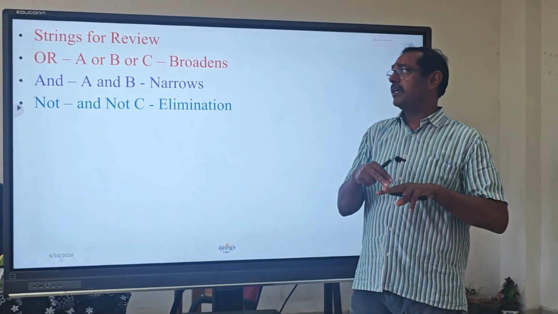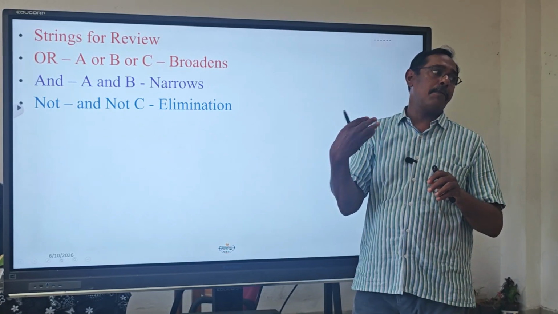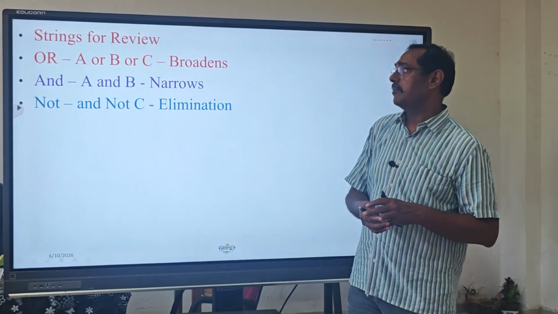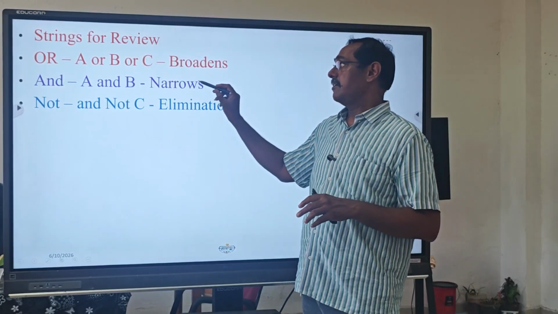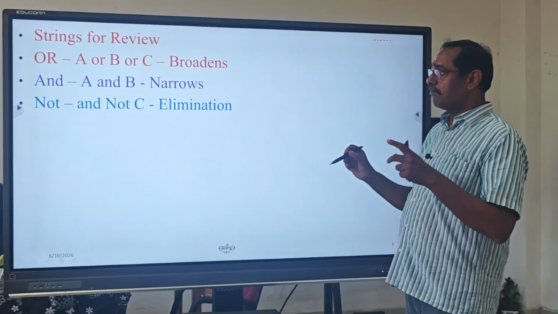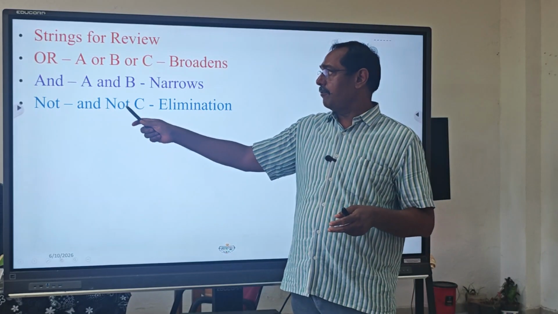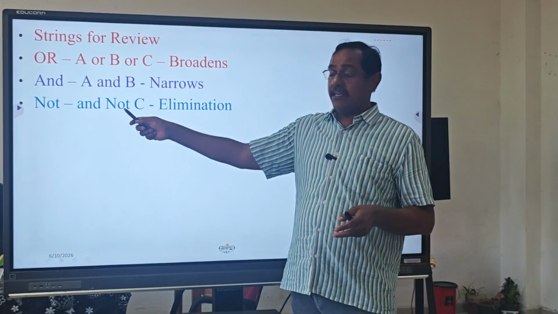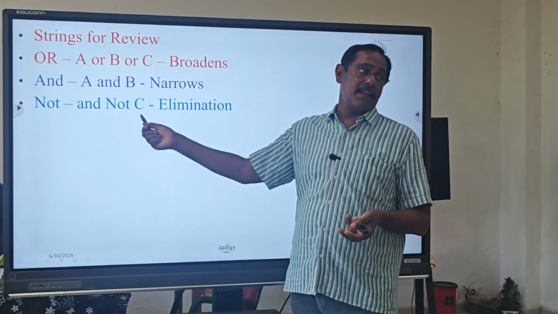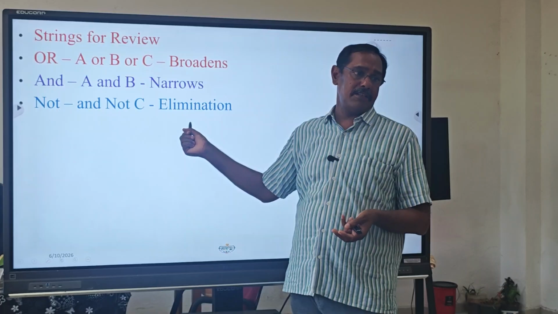A should also be there, B should also be there, and only then will that paper come up. So A and B narrows our research. A or B or C broadens our research. And if you say, I don't want the variable C, that will be eliminated.